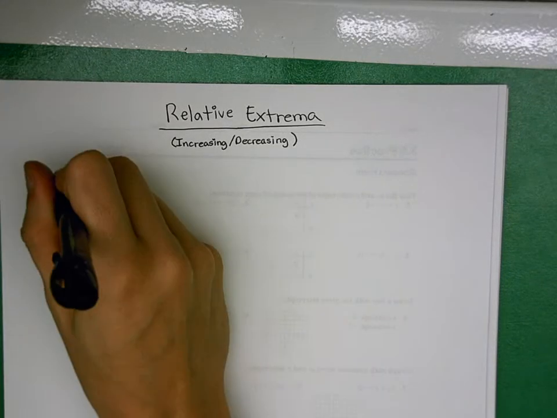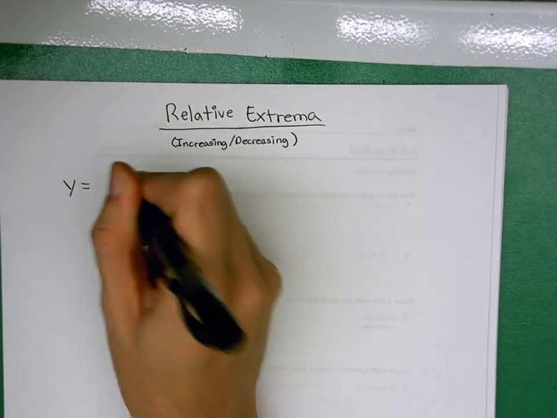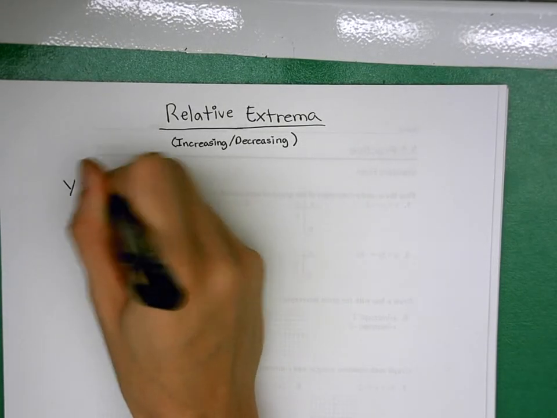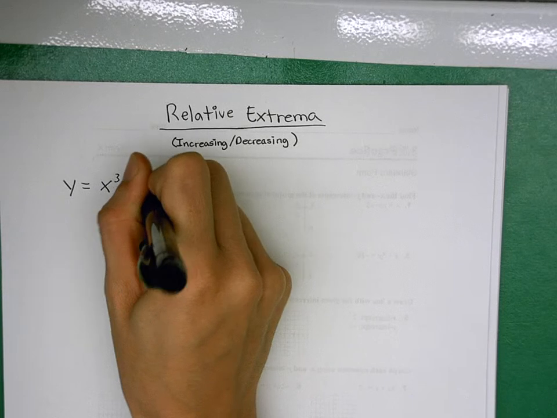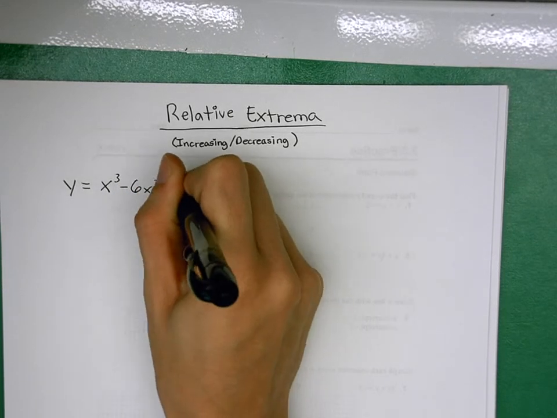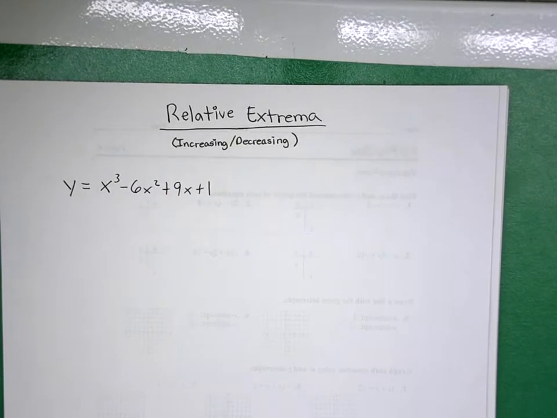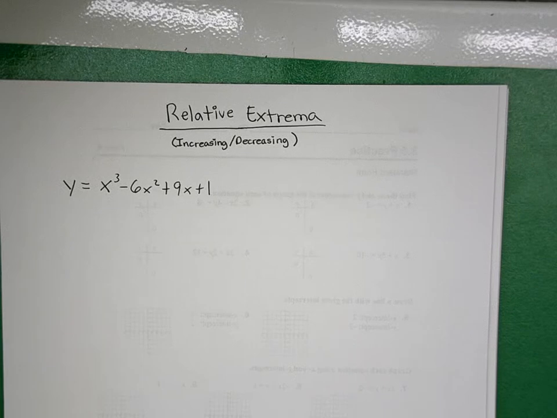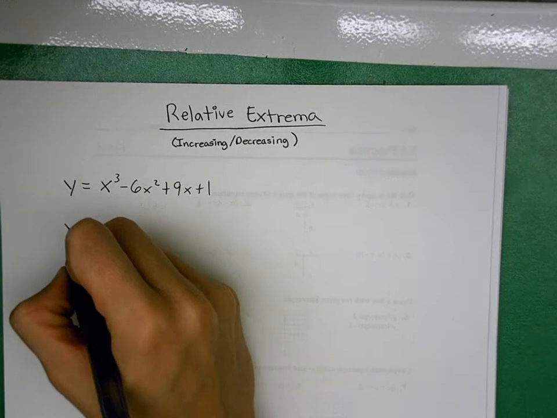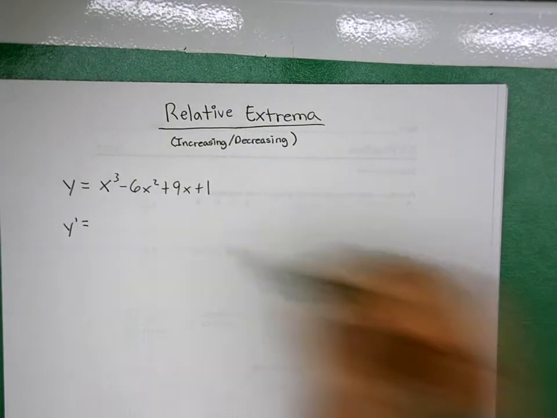So you'd have, for example, y equals x cubed minus 6x squared plus 9x plus 1, and they'd ask you to find relative extrema or to find the intervals on which the function is increasing or decreasing. Again, the question could potentially change a little bit. But when you see that, you know you're going to have to start with finding your critical numbers.